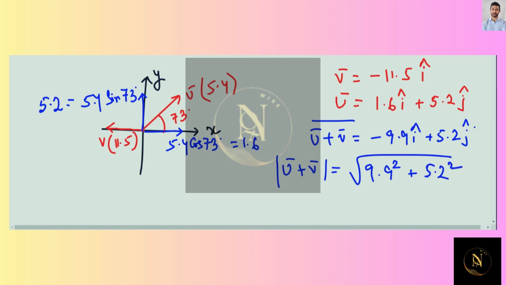So when we do the square of 9.9 and add it to the square of 5.2, we get 125.05 and we take the square root of this to get the overall magnitude as 11.2, and the unit will be, let's just take a normal unit. We can see this is the total magnitude of the resultant of these two given vectors.